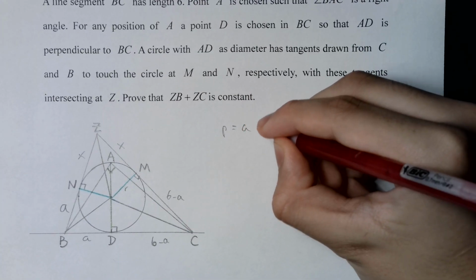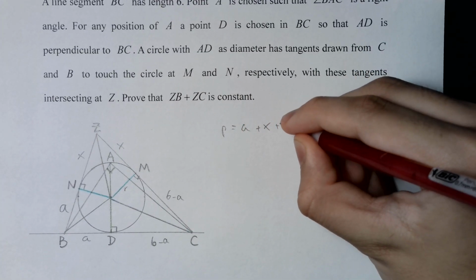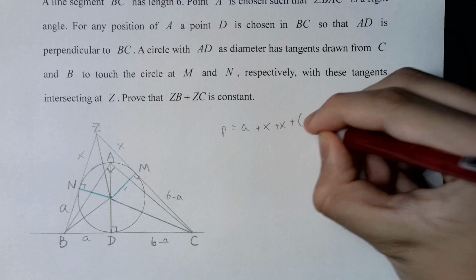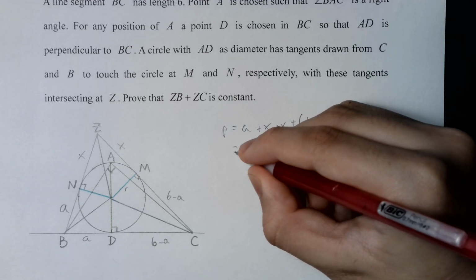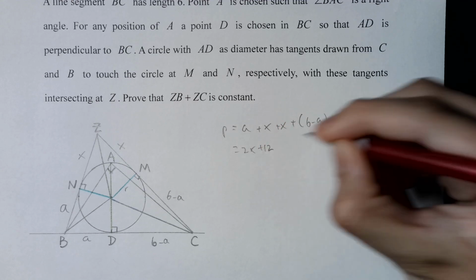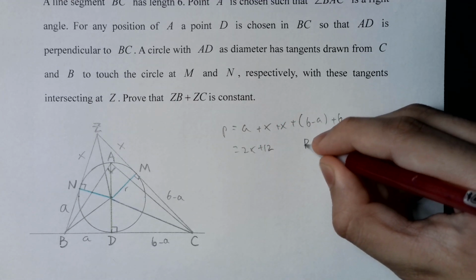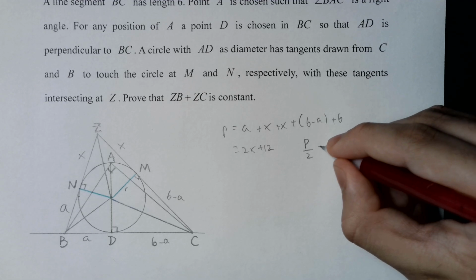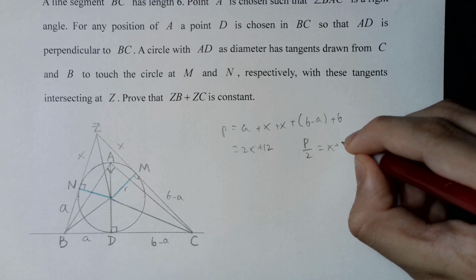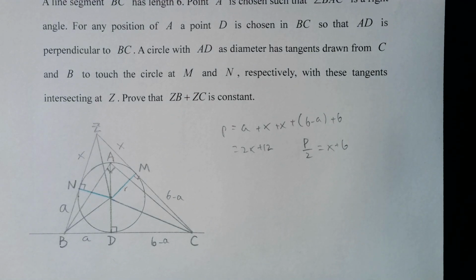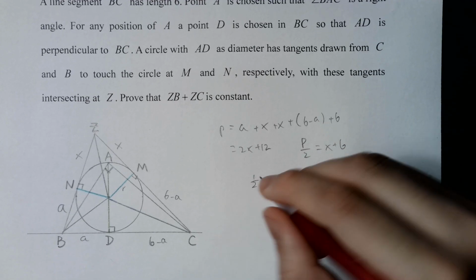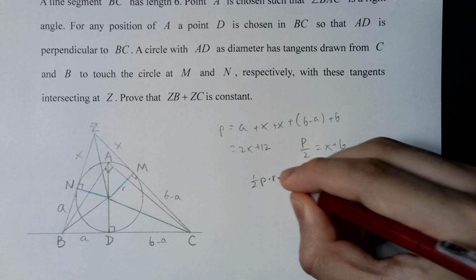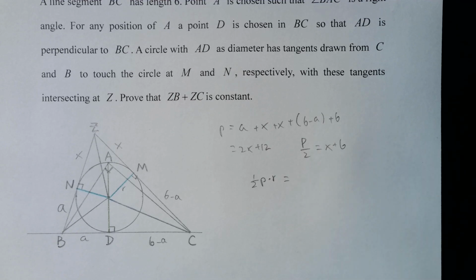So A plus X plus, in brackets, 6 minus A, plus 6, and this is going to be equal to 2x plus 12. And so this means that P over 2, or the semi-perimeter, is going to be equal to x plus 6. Now that we have this, we can see that 1 over 2 P times r, which is the radius, is going to be equal to Heron's formula.